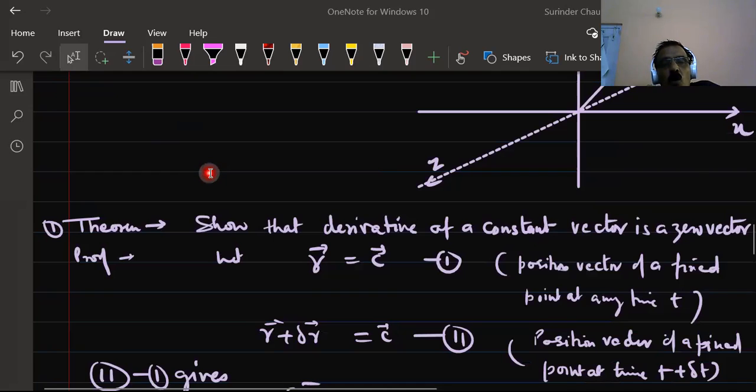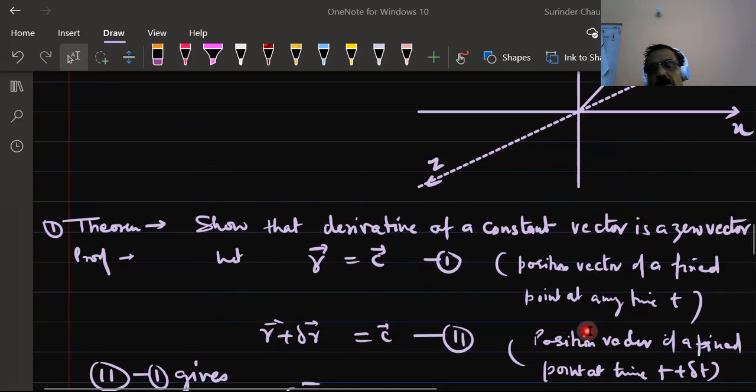Now let's try to find the derivative of a constant vector function. Show that the derivative of a constant vector function is 0. The same result, that the derivative of a constant in a scalar point function is 0, holds true in the case of a vector function. Let r equal a constant vector. This is a constant vector function, meaning the magnitude and direction of this vector function are the same.